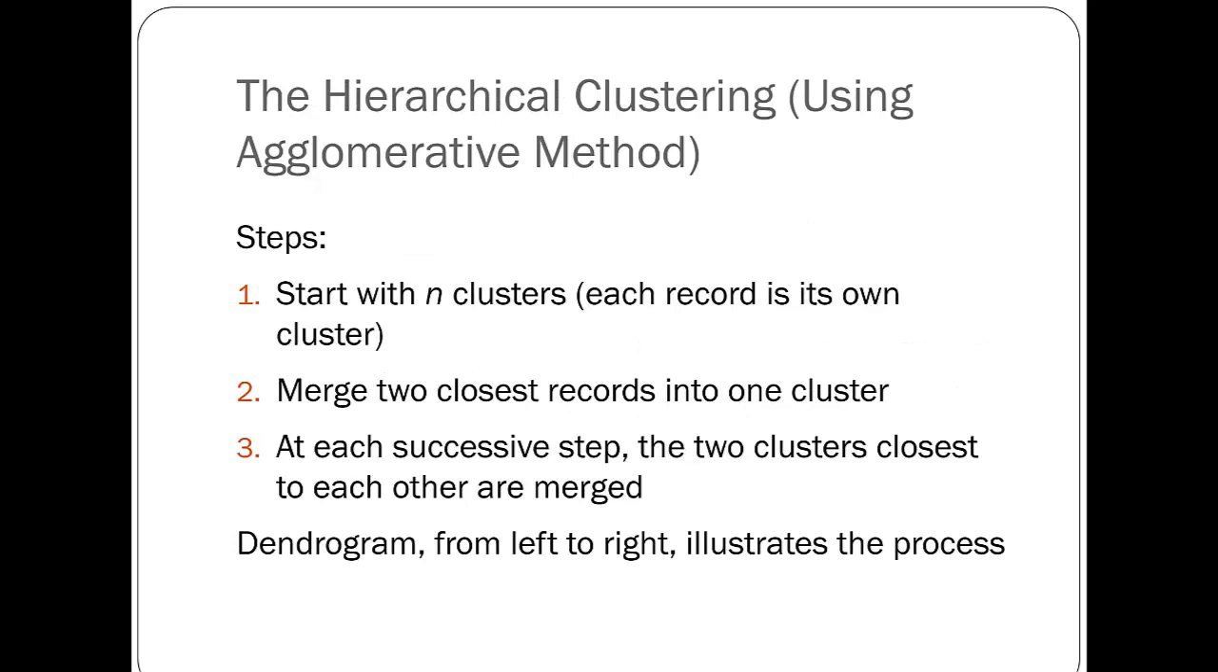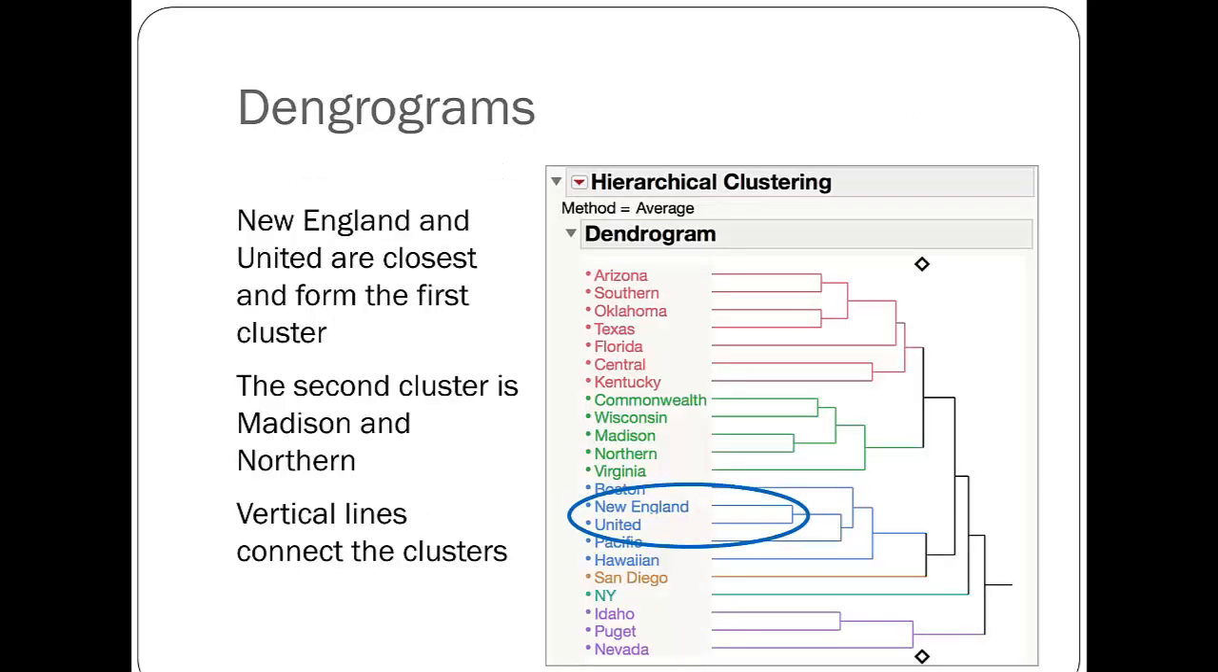So the way this works is first you start with n clusters, and so each record has its own cluster, and then you merge the two closest records into one cluster. And at each step, your two closest clusters are merged together, and this results in what we call a dendrogram, and this is what a dendrogram looks like.